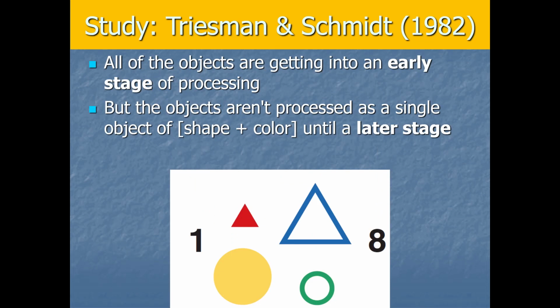In other words, this is evidence supporting feature integration theory, that all the objects in this experiment are getting into an early stage of processing, since the people are accurate if they're asked about only one specific location, but those objects aren't getting processed as a bound, combined kind of shape plus color until a later stage in processing.